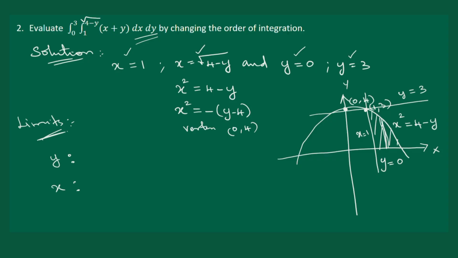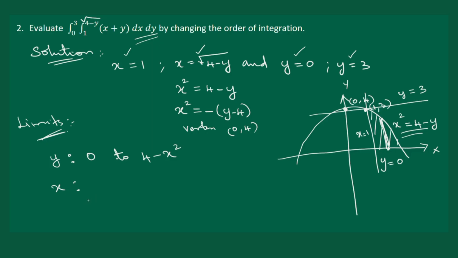So now we have to check the bottom and the top portion of the vertical strip. Bottom touches the line y is equal to 0 and top touches the parabola x square is equal to 4 minus y. So here the lower limit will be 0, and the upper limit we have to take from this equation, so y will be 4 minus x square.